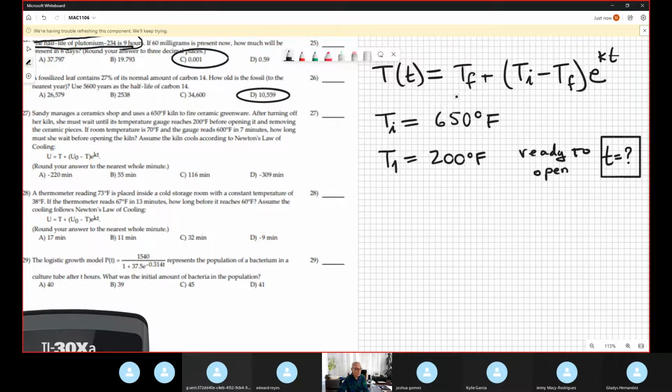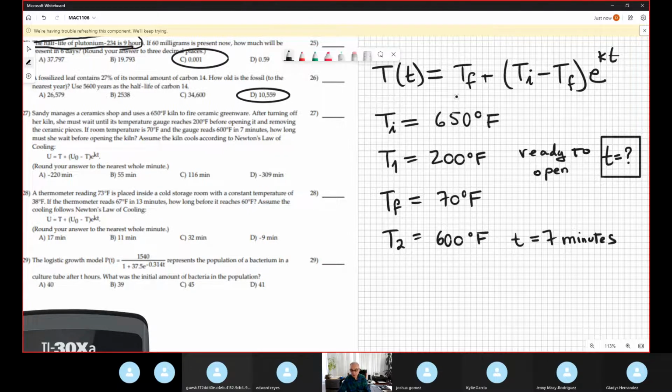Okay, and one more piece of information. The temperature final is always the room temperature, 70. And they give me another temperature, let me call T2, which is 600 Fahrenheit, and this happens at t equal 7 minutes.